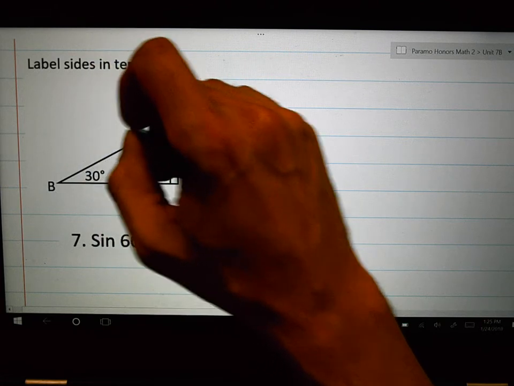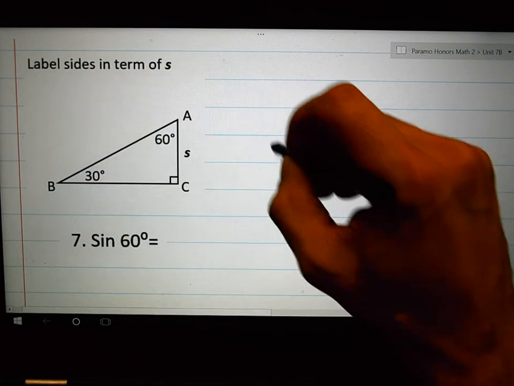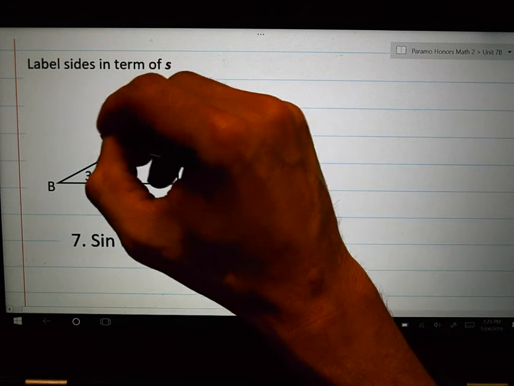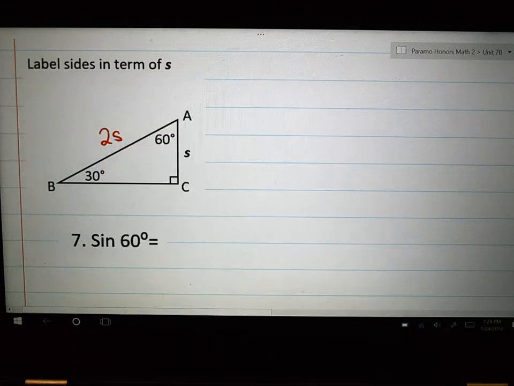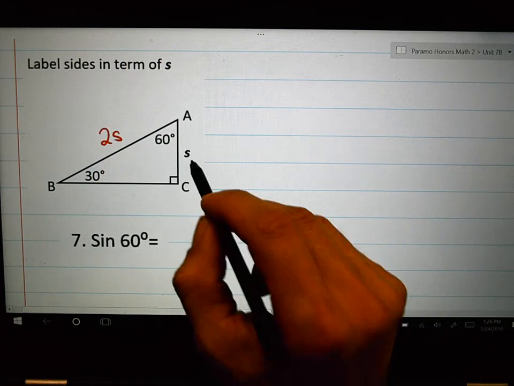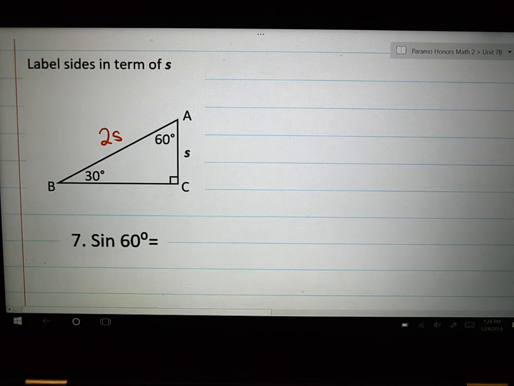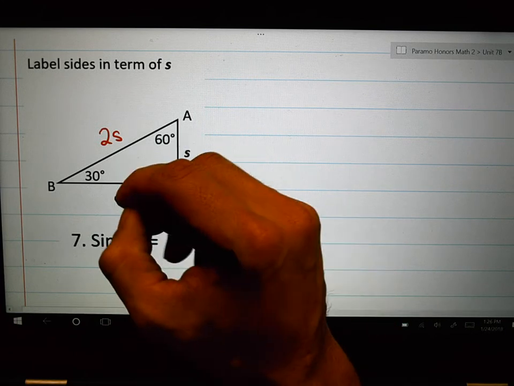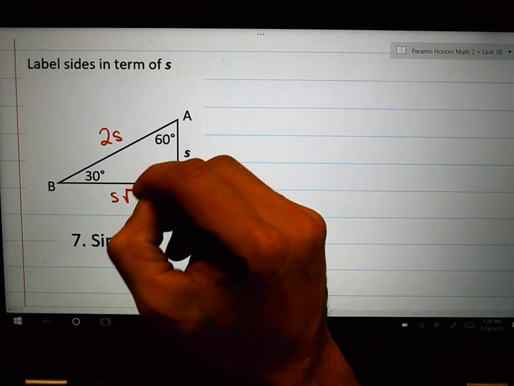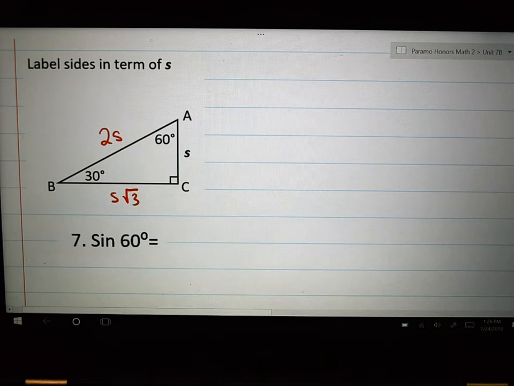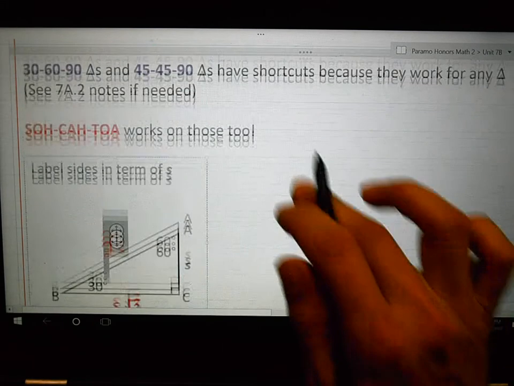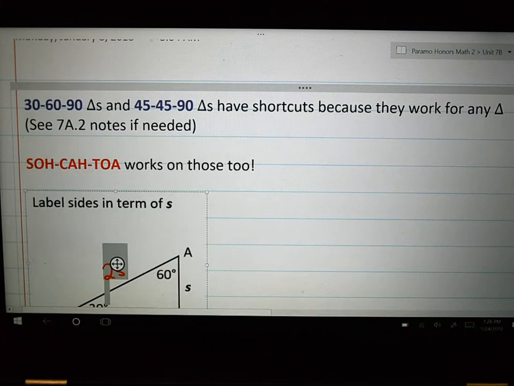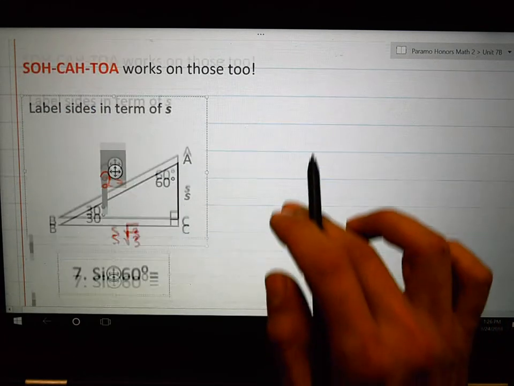I don't know what I did. Come on, pen. There we go. S, 2S. Across from the 60 was S root 3. S, 2S, S root 3. If you don't remember that, you may need to go back and visit the 7A.2 notes, just in case.